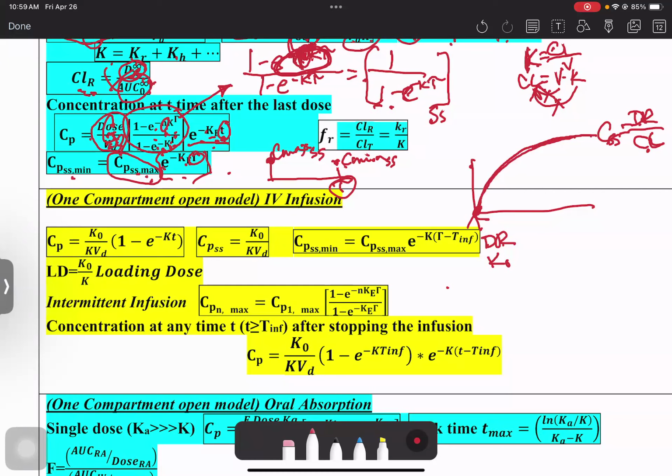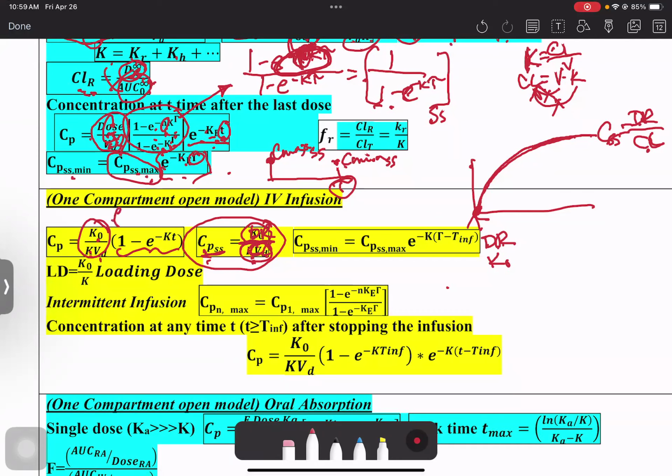So that's what this equation is here, right? This is CSS is equal to dose rate, K0, or dose rate, drug in over drug out. This is just clearance, isn't it? K times VD is clearance. So if you think of it, you don't have to know anything new. This is dose rate over clearance, which you already knew would equal your CSS. Now, this is CSS too, right? Dose rate over clearance.